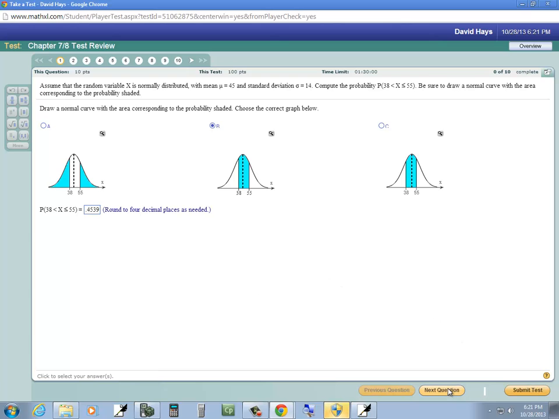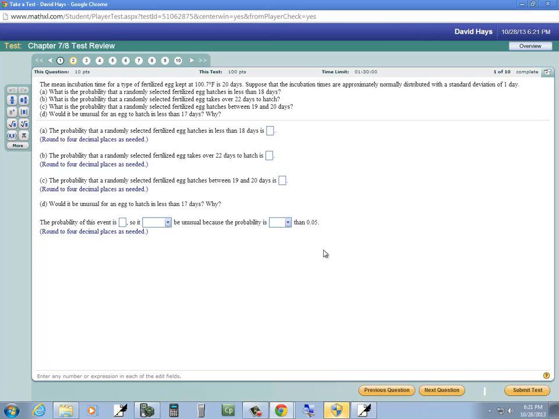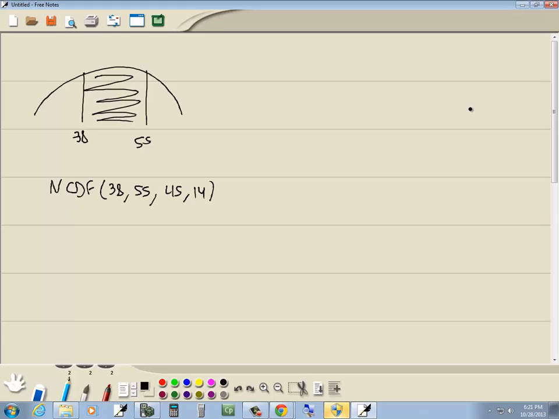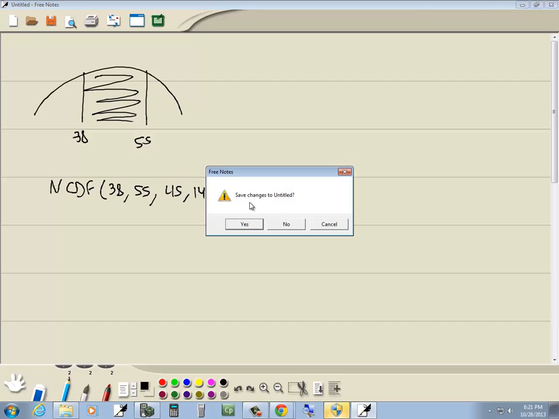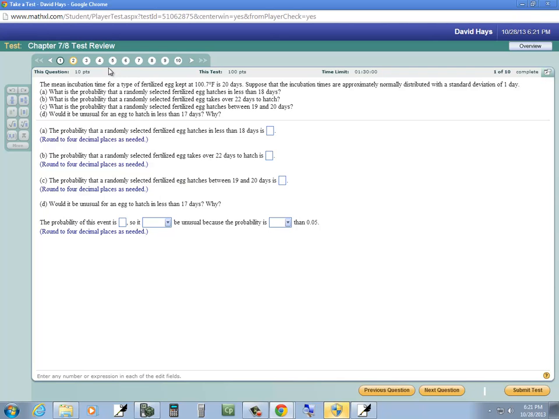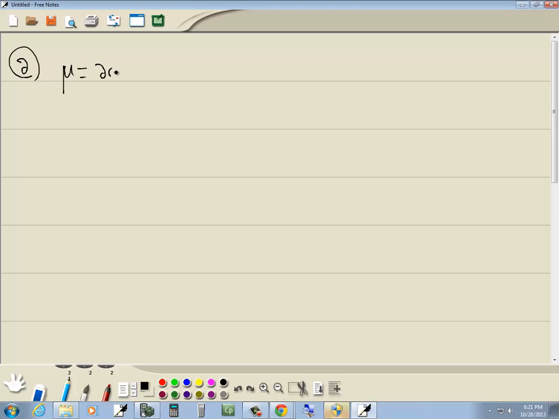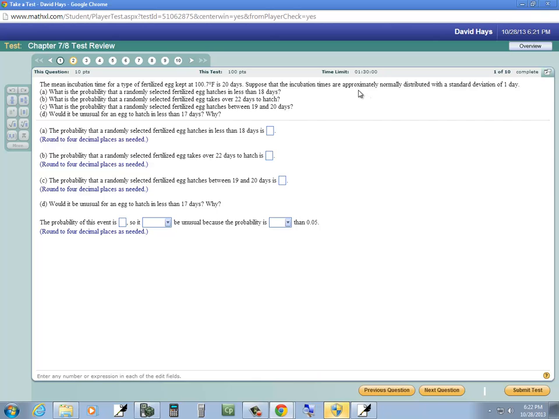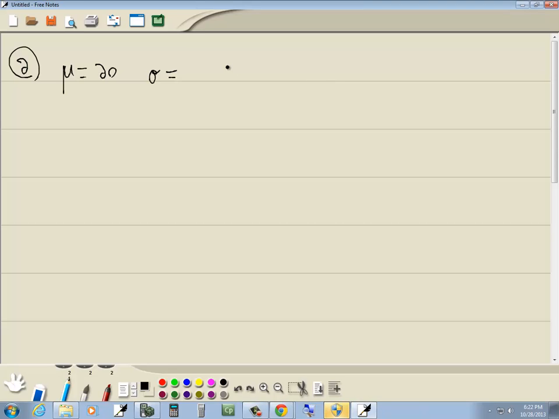Okay, so let me do the next question. The incubation time for a type of fertilized egg kept at 100.7 degrees is 20 days. Suppose the incubation time is approximately normal with a standard deviation of 1 day. Okay, so what they're telling us, let me start a new page here, is the mean is 20 days, so 20. And our standard deviation, sigma, is 1 day.